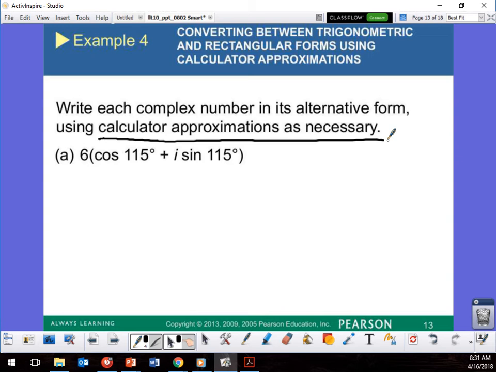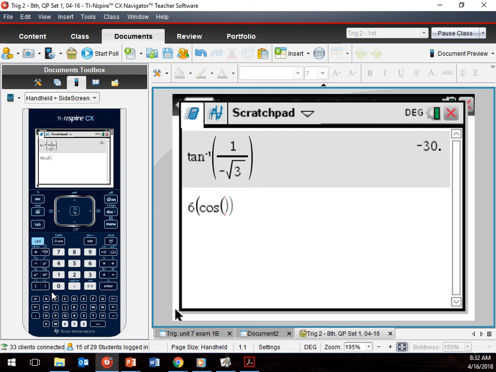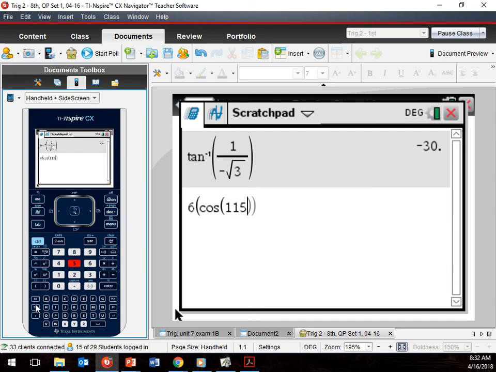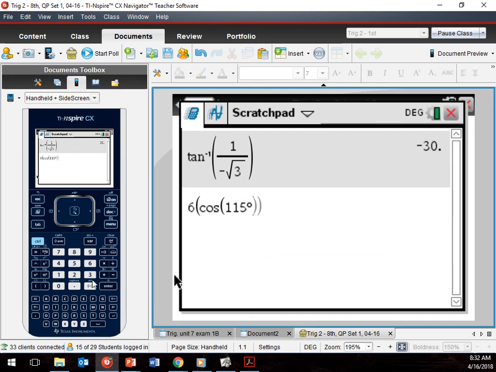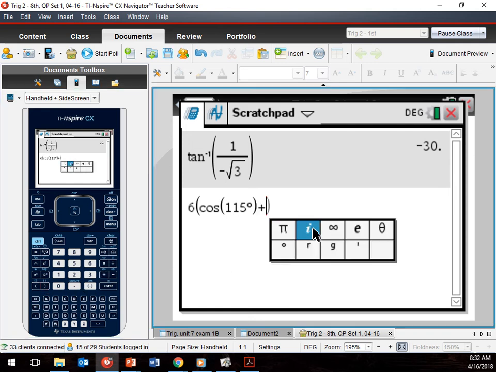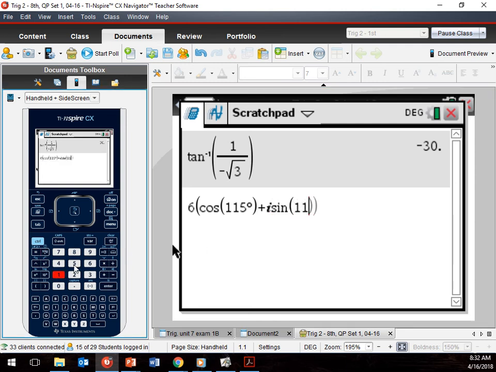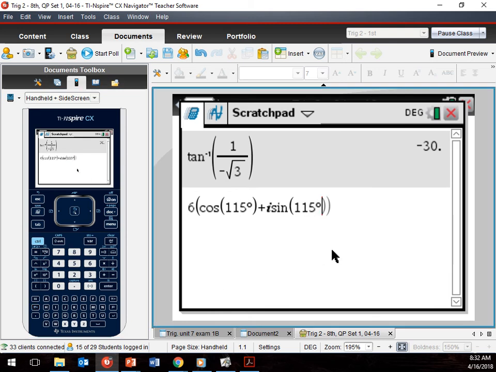Let's see if the calculator will actually do this for me, the whole thing: 6 cosine 115 plus i sine 115. I remember that the calculator will do one of them. Do you put an i or an out i? Put 6 in parentheses, but make sure you put the right i, 115 degrees, plus i. Use the correct i, the one from the letters, don't use the other one.